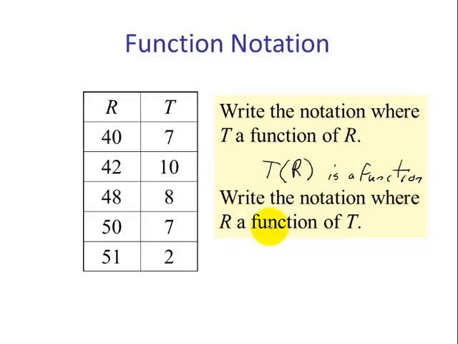Write the notation where r is a function of t. So now t is the input, and then r of t would be the output. Is this a function? Well, if you recall, we have a value of t that produces two outputs. So this is not a function.